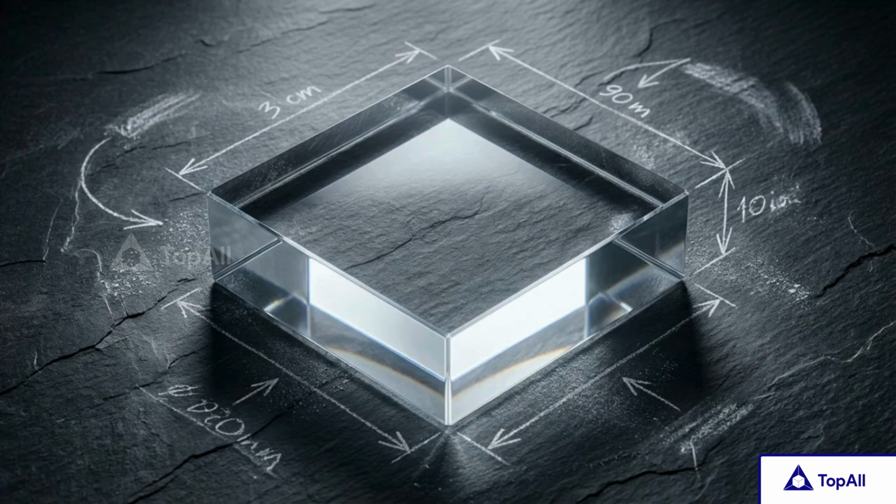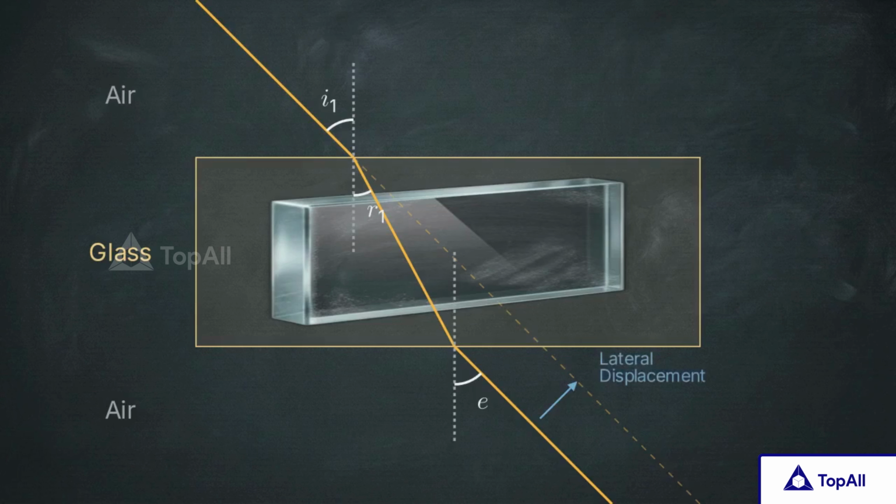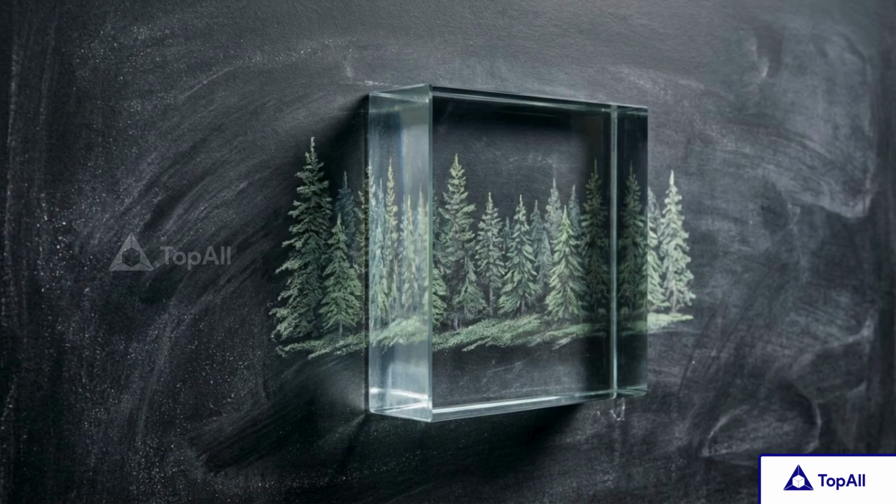We can see this law in action by passing light through a parallel-sided rectangular glass slab. Light bends inward entering the denser glass, then bends outward exiting back into the rarer air. Because these refractions occur at parallel surfaces, the final emergent ray remains perfectly parallel to the original incoming ray. Looking through a flat pane of glass doesn't change the angle of the world. It simply shifts the image laterally by a calculable distance.